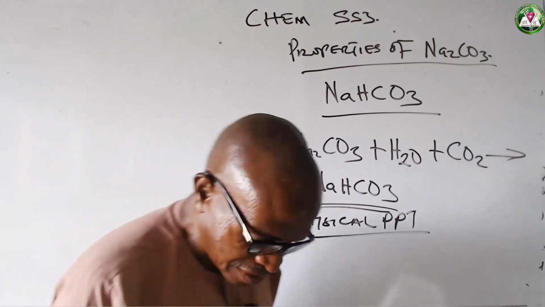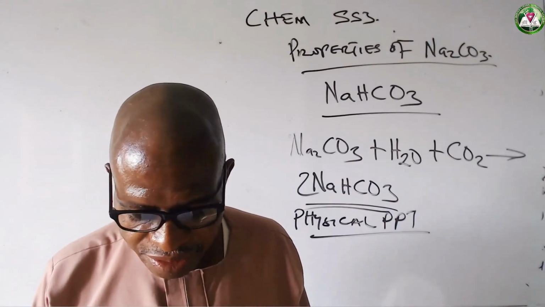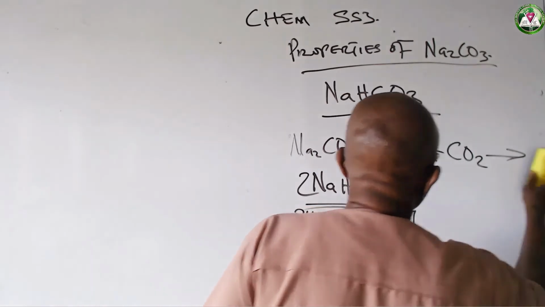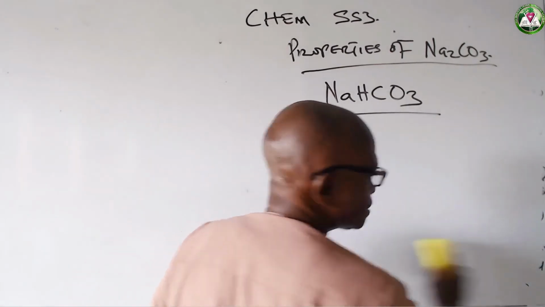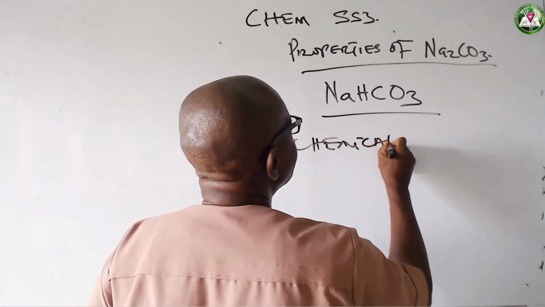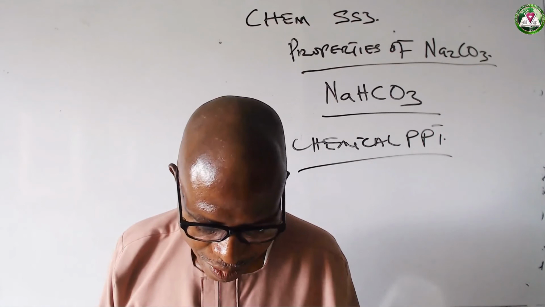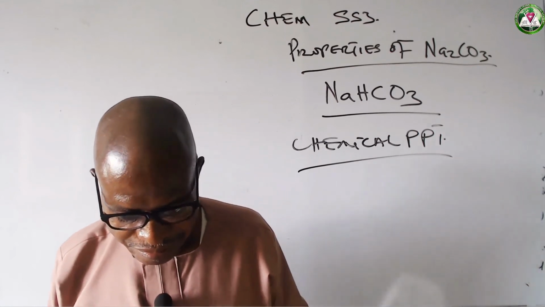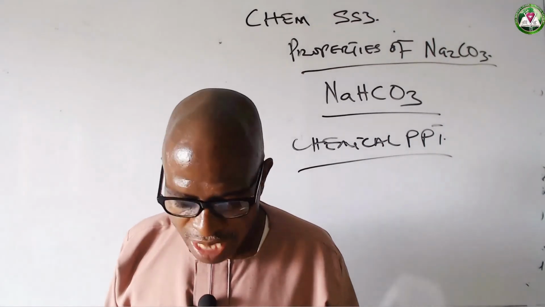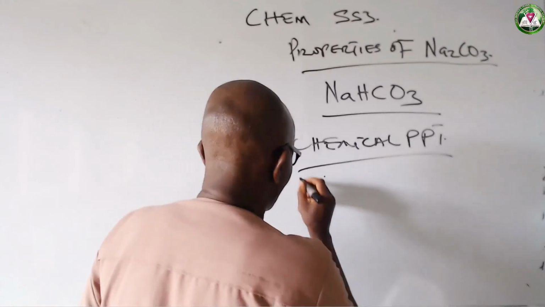Then chemical properties. The two physical properties are, number 1, it is a white crystalline solid. Number 2, it is slightly soluble in water. Let's now look at chemical properties. 1. Sodium hydrogen trioxocarbonate IV decomposes on heating. We've said it before. It decomposes on heating.